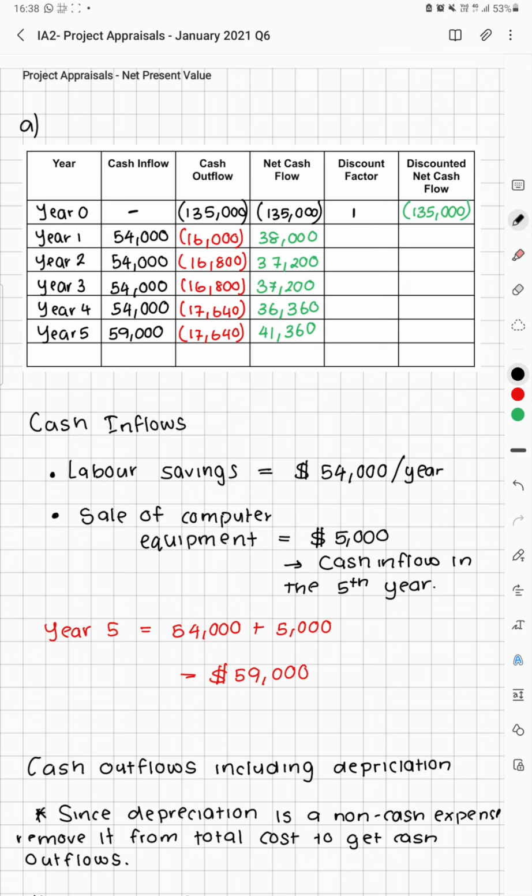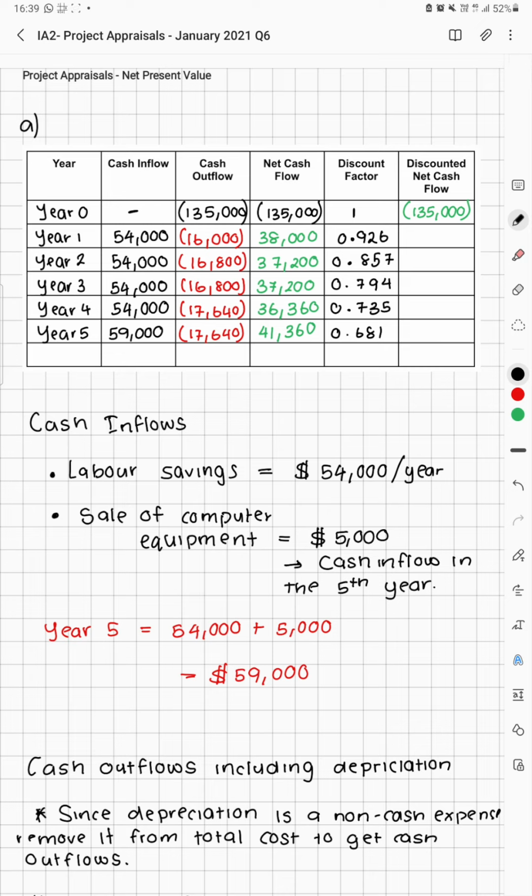So the percentage you take is the cost of capital. In this case they have given us the discount factors. So in year 1, what is the discount factor? 0.926. So fill those discount factors in your workings. 0.857 in year 2, 0.794 in year 3, 0.735 in year 4, and 0.681.